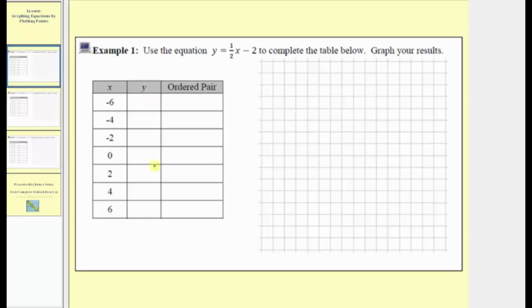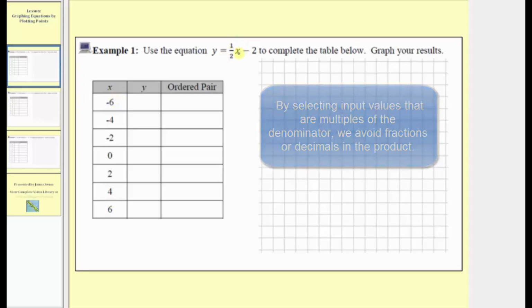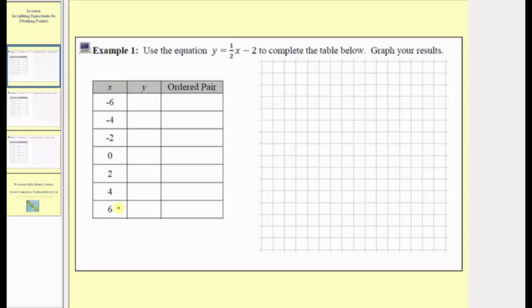Before we find the output values, notice how all the input values are multiples of 2. The reason for this is, if we look at our equation, y is equal to 1/2 x minus 2. Because of this product here where we have 1/2 times x, if we want this product to be an integer value, we want the input values or x values to be multiples of the denominator. Notice how our denominator is 2 and the inputs are multiples of 2. If we had 1/3 times x, we would want the input values to be multiples of 3. If we had 1/4 x, we'd want the input values to be multiples of 4, and so on.